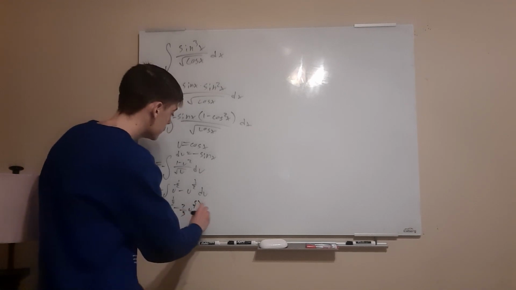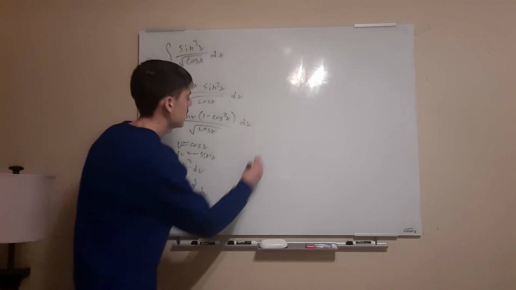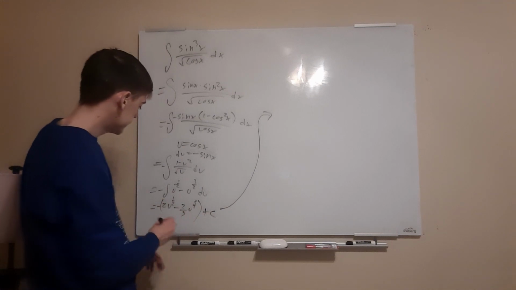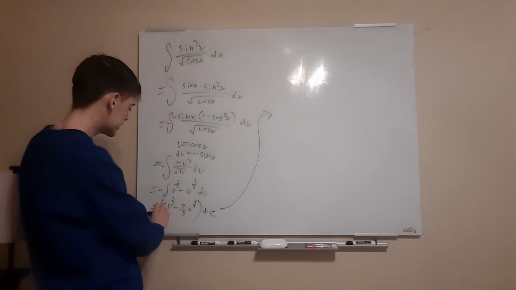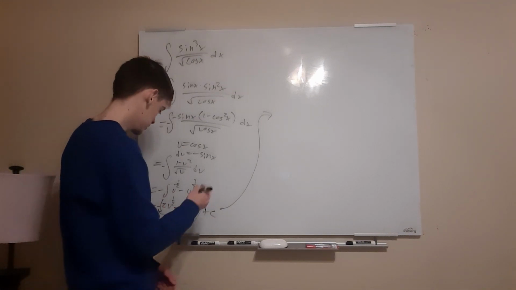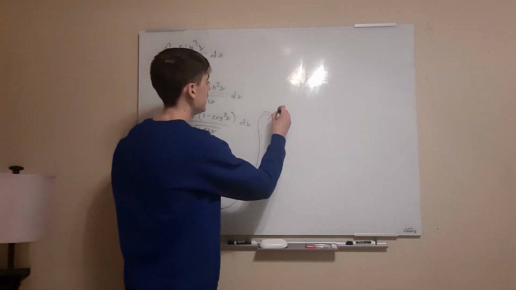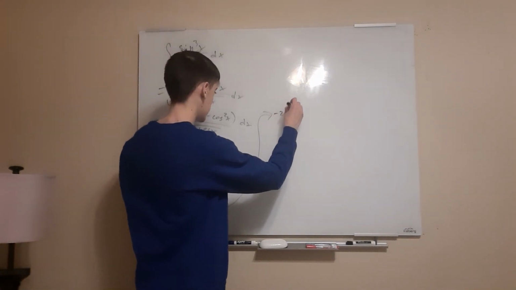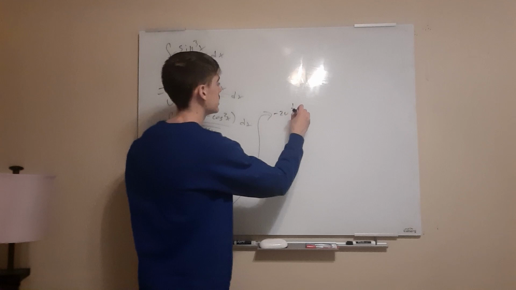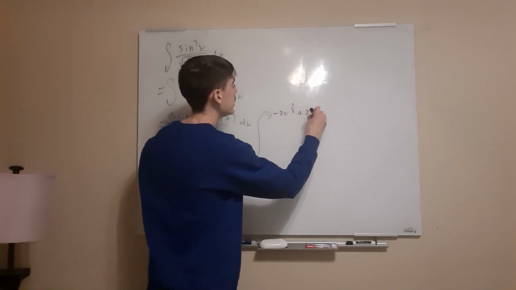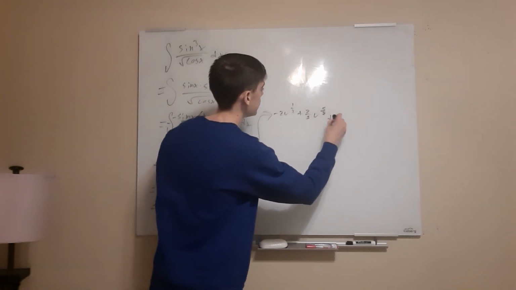And then we'll have a plus c still. And what we're going to do now, we're just going to simplify a little bit. So first we're going to distribute this negative into both these terms. So that will change this into negative 2u to the 1/2, and then it will be plus 2/5 u to the 5/2, and then still plus c.